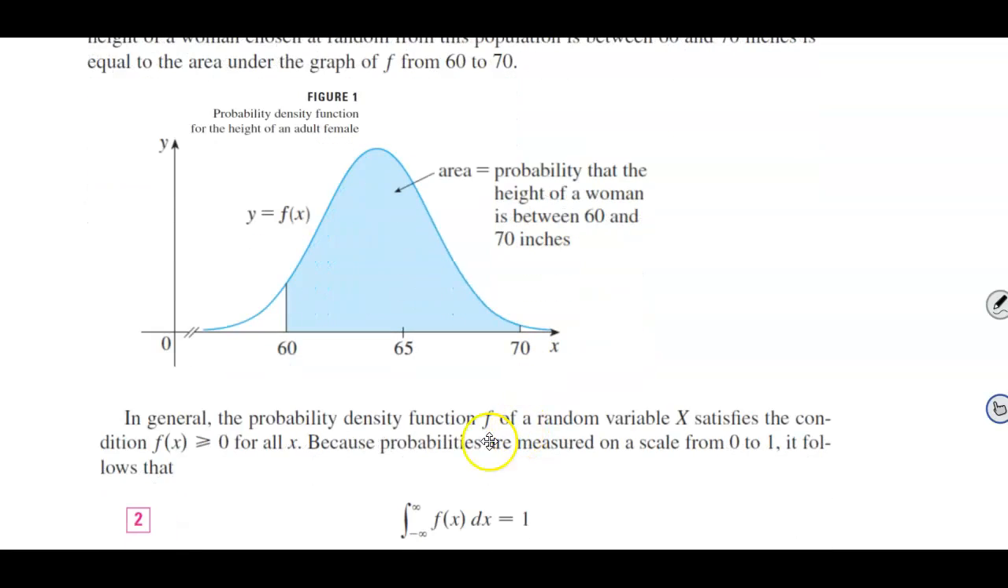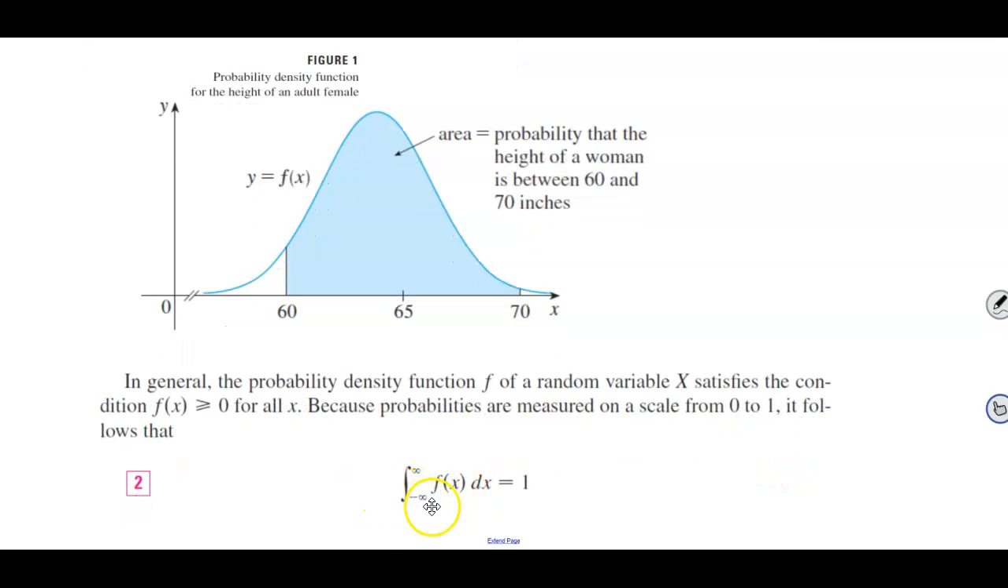Now in general, the probability density function f of a random variable X satisfies the condition f of x is greater than or equal to 0 for all x. And because probabilities are measured on a scale from 0 to 1, it follows that the integral from negative infinity to infinity of the function dx is equal to 1.